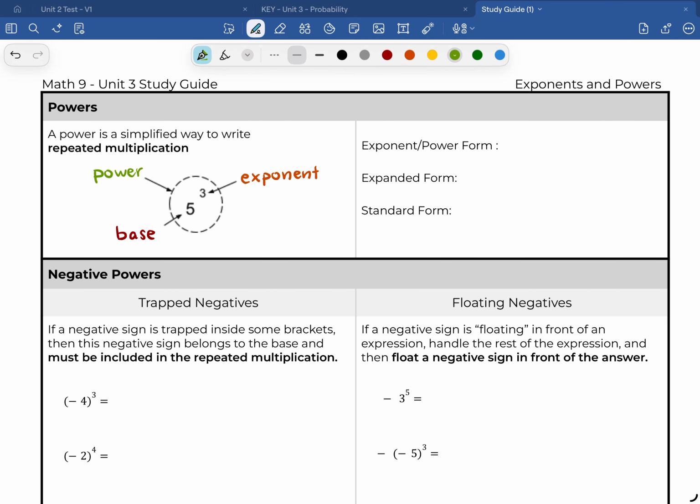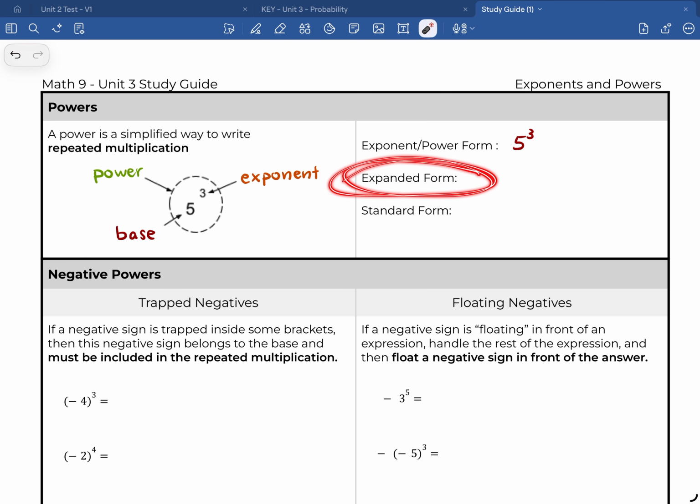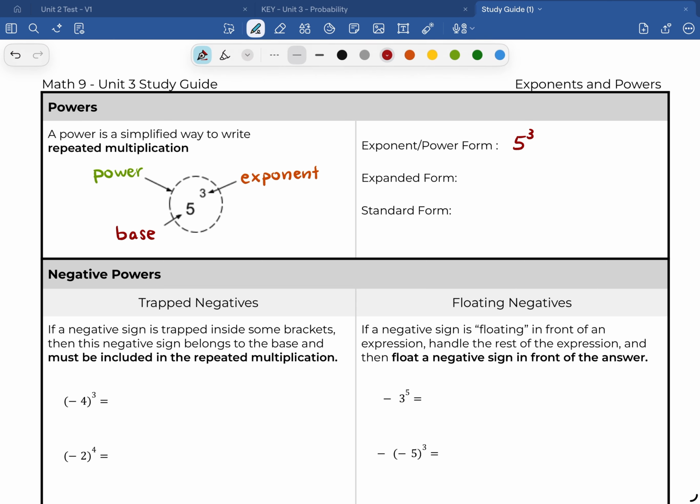This 5 to the power of 3 can be written in a couple of different forms. In exponent or power form, that is just 5 to the power of 3. There's not much else we can do there. We'll see how some things get interesting with negatives in a little bit. In expanded form, what this means is we're going to repeat the base, in this case 5, as many times as the exponent tells us to. So in this case 3. And the repetition is with multiplication. So we're looking at 5 times 5 times 5 as expanded form.